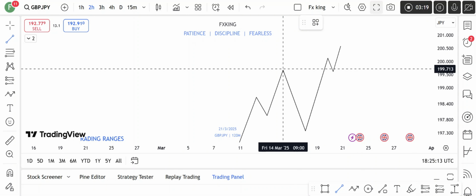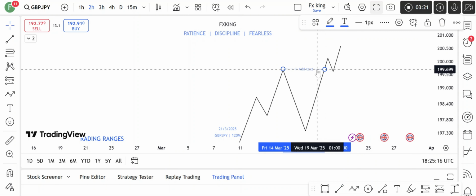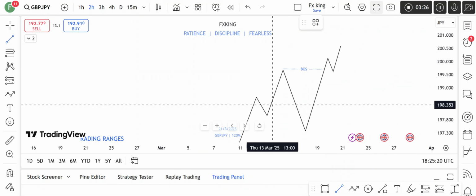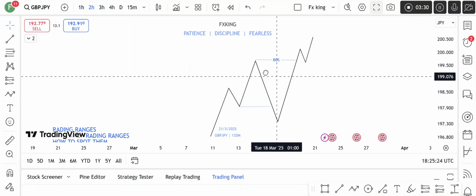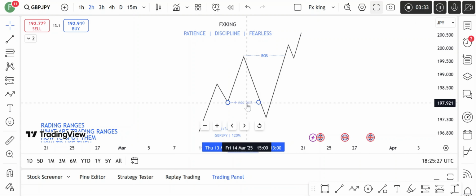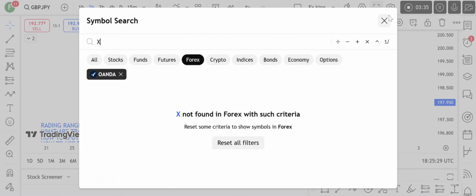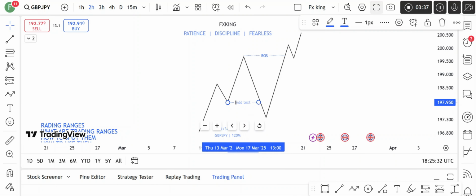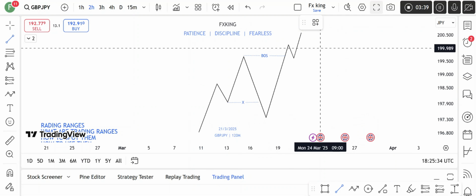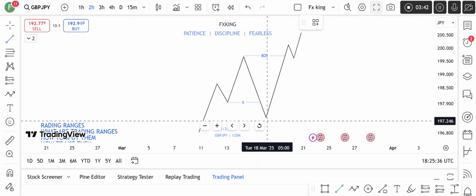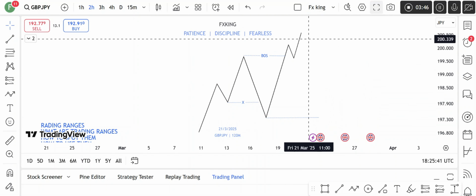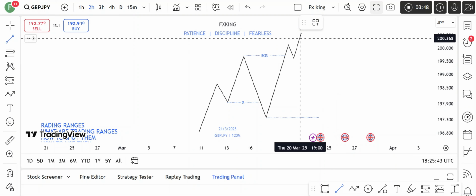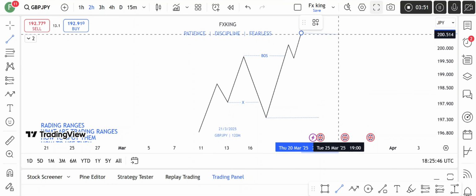If I want to map this out, I will start from this zone here. I'll map out our break of structure, and I'm going to map out my inducement. That's my inducement. Once the inducement is taken out, my break of structure is confirmed. After that, I have my trading range. From this low to this high is where my trading range is.